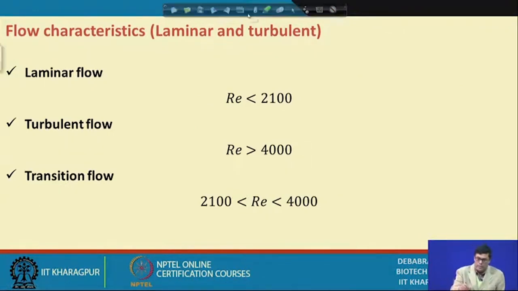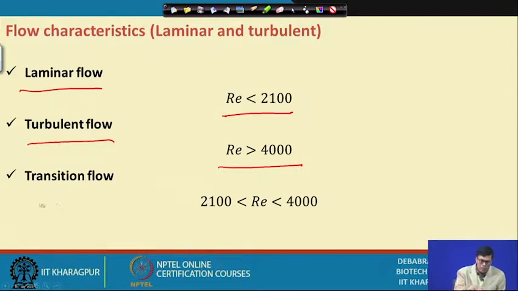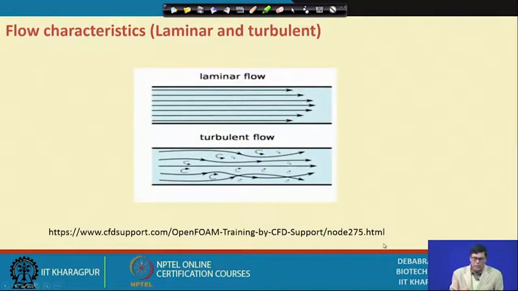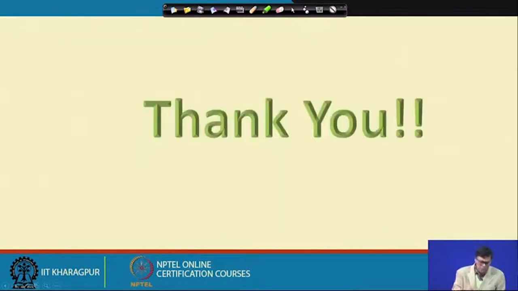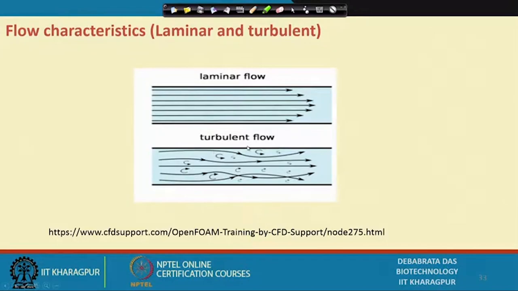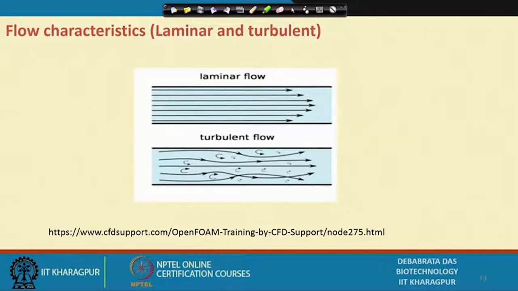Now I was telling you that if the Reynolds number is less than 2100, it is laminar flow; if it is more than 4000, we call it turbulent flow; and transition flow is when it lies in between, neither laminar nor turbulent, between 2100 and 4000. This is the pattern that we have. In laminar flow we can clearly see the velocity gradient, and this velocity gradient is minimized in turbulent flow, where the velocity gradient is reduced to a great extent as compared to laminar flow.